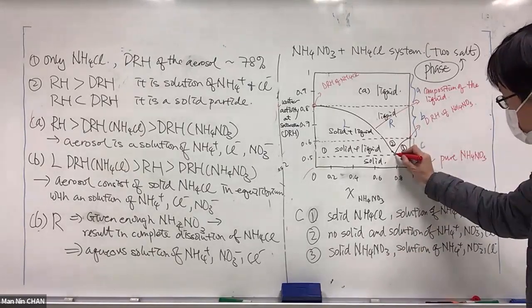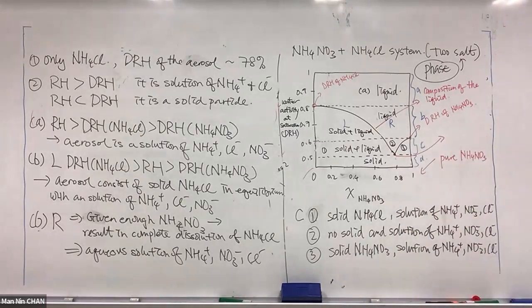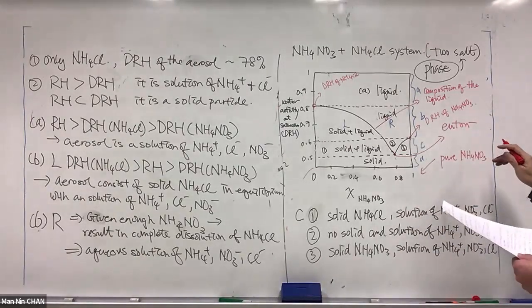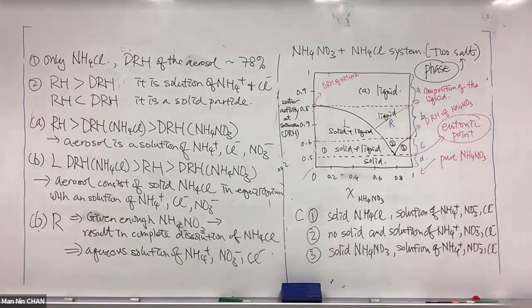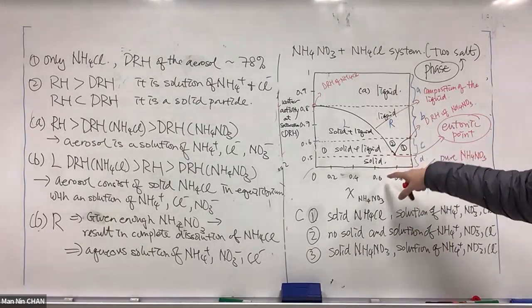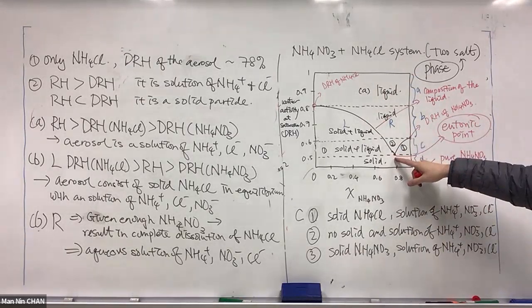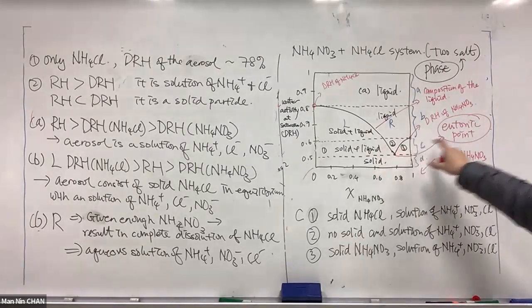And then one last thing: you see there's a minimum point here. We have a name for this minimum point. This is called the eutonic point. Basically, the eutonic point corresponds to the minimum DRH of your system. Of course, this will depend on the system and also its composition. It's the minimum DRH of the system.